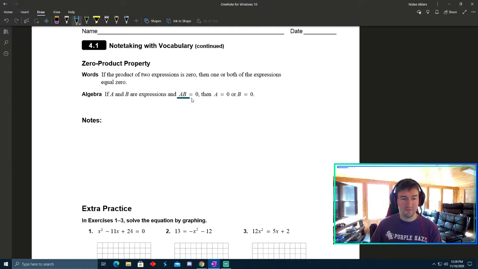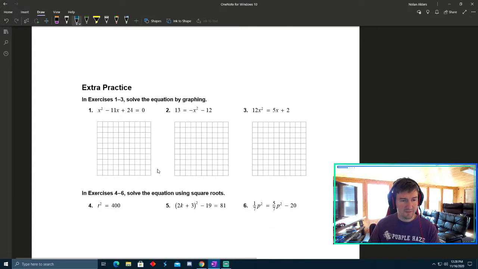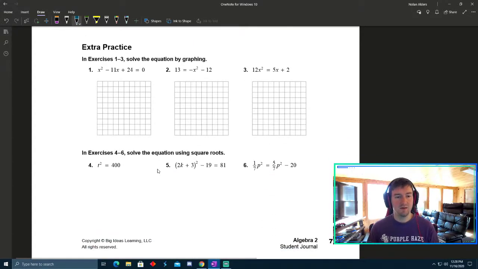So for example, if we have a times b equals 0, then either a has to be 0 or b has to equal 0, because for us to get 0 when we multiply, one of them has to be 0, because 0 times anything is 0. So that's the zero product property, and I'll show you how to use that as well. So let's go to the first one and look at graphing. I'm not going to do all these; I'll leave one or two for you to experiment with.